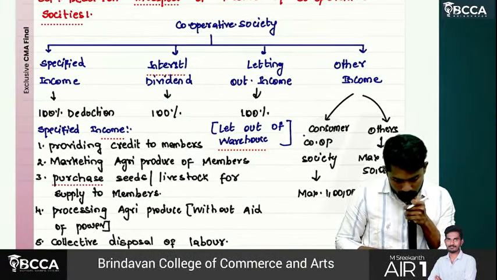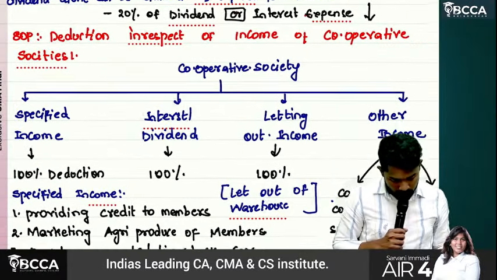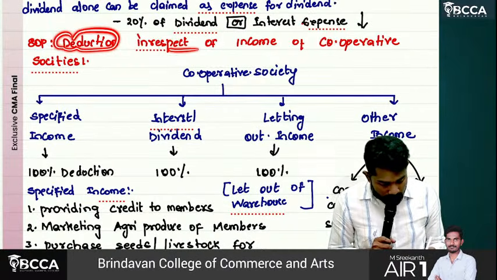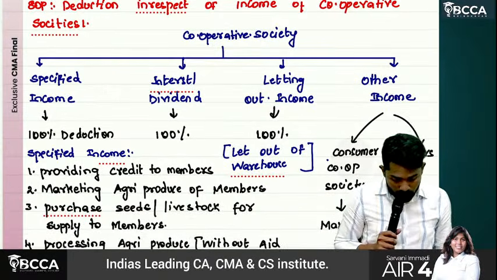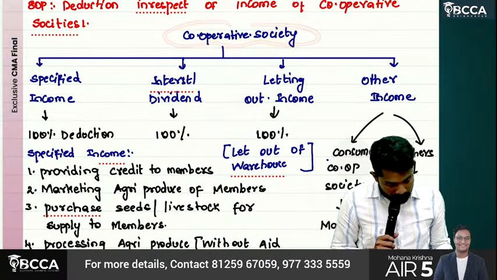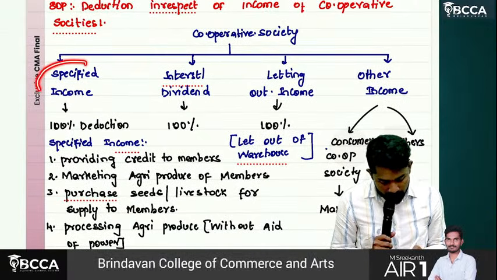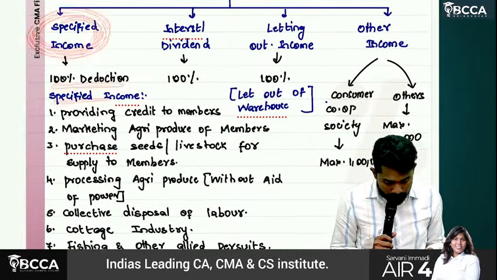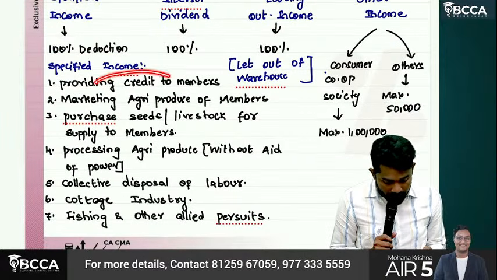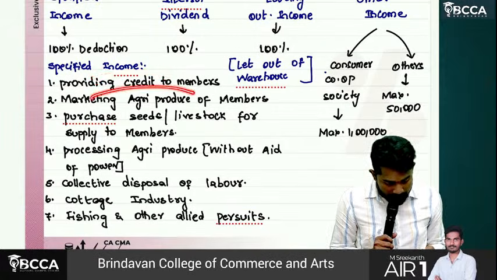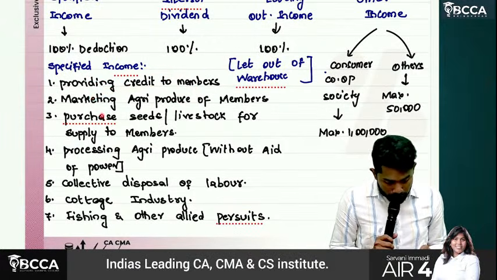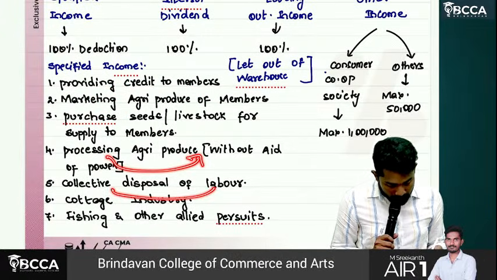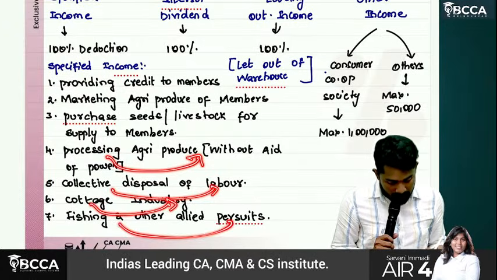Right. Then we are moving on to 80P. Not much important for us, sir. I'm just reading here. 80P, deduction in respect of income of cooperative societies. Cooperative societies may have specified incomes. If it is specified income, 100% deduction is available. What is specified income? Providing credit to its members, marketing agri produce of members, purchase of seeds and livestock for supply to members, processing agri produce, collective disposal of labor, cottage industry, fishing and other allied pursuits.